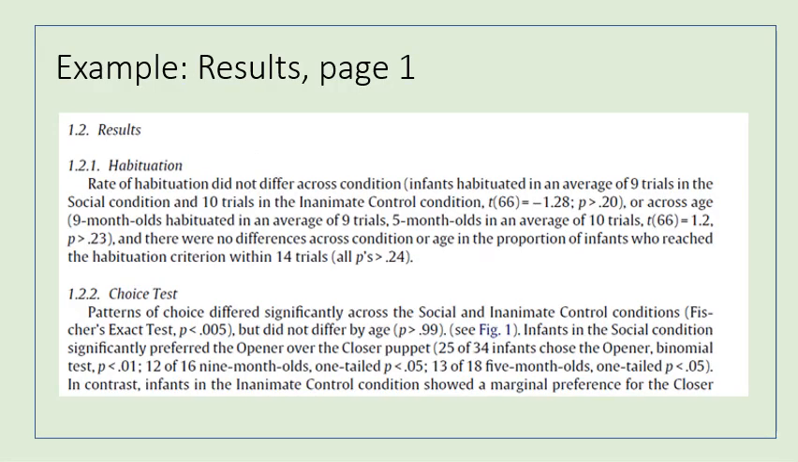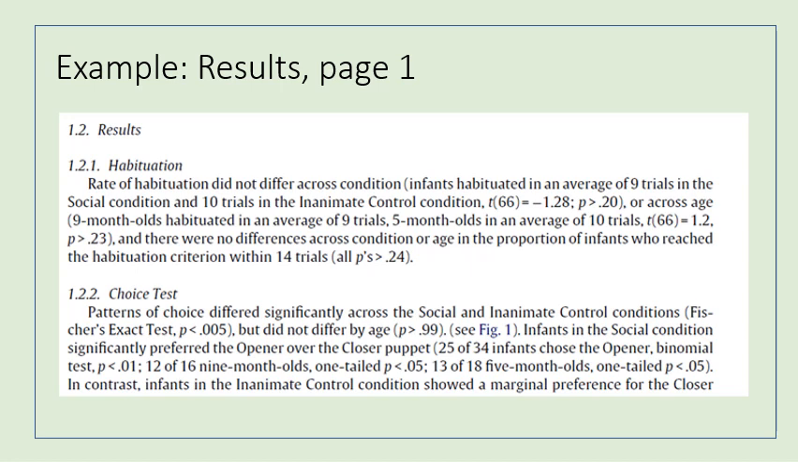So here's the results. First off, they tested for habituation. They wanted to see, do these babies differ? We assign them randomly, so they shouldn't be different. They were hoping that in terms of how long it took them to habituate, there wouldn't be differences between the two groups, especially between the social and the inanimate control condition. And they found that indeed the difference was not significant, and that's what they wanted. So they're just telling you our two groups of infants were the same, which is what they want in terms of random assignment.